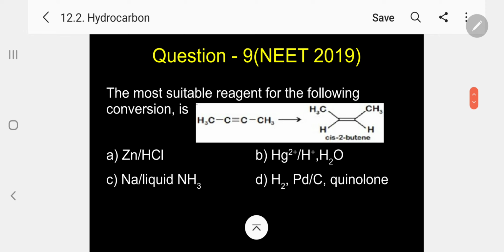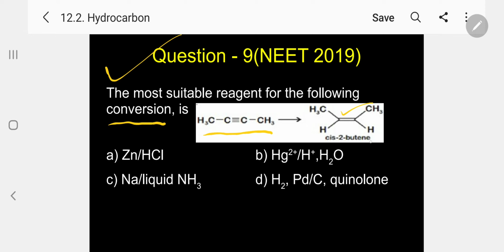Question number 9. This question was asked in NEET 2019. The most suitable reagent for the following conversion. Please follow. The most suitable reagent for the following conversion is. So here the starting material given is 2-butyne, and the arrow produces cis-2-butene. The important information: the conversion is alkyne converted into alkene. Please follow. Alkyne converted into alkene, cis-2-butene.